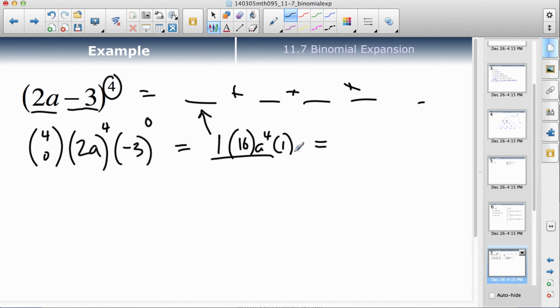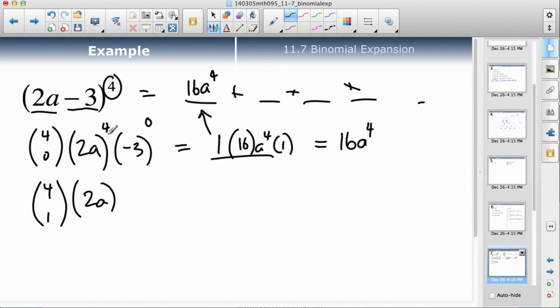So if I multiply all that stuff together, it looks like I'm getting 16a to the 4th. That's my first term. That goes right there. Okay, that's first term. Second term, I'm going to go 4 choose 1 this time. And then this one, it'll be 2a. Rather than being 4, like we said on one of those early slides, this will be a 3. And then the negative 3 will be to the first power.